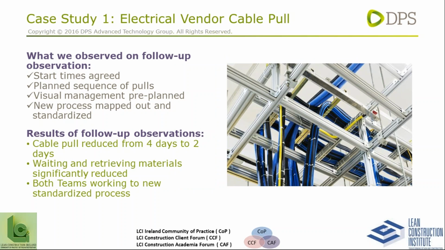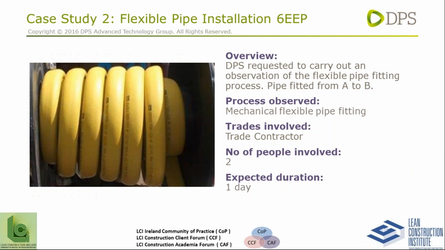Visual management was pre-planned, so all cables were rolled out and labeled, so people didn't have to spend time understanding what cable was what. A new process mapped out and standardized, really, really important. So the results of the follow-up observation on this: the cable pull was reduced from 4 days to 2 days. The waiting and retrieving materials was significantly reduced, and both teams were working to the new standardized process. Very, very important.